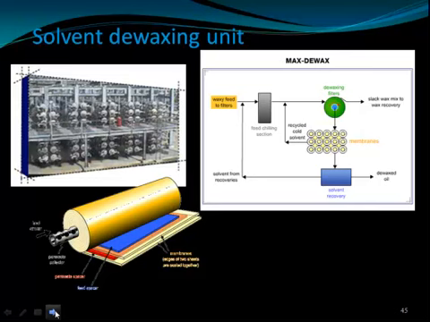Then it will pass to the membranes where the solid wax is removed and the solvent is sent back to the dewaxing filters. Then we can have the oil, which is dewax oil. So after solvent recovery we can have dewax oil, and the wax we can send for further processing.